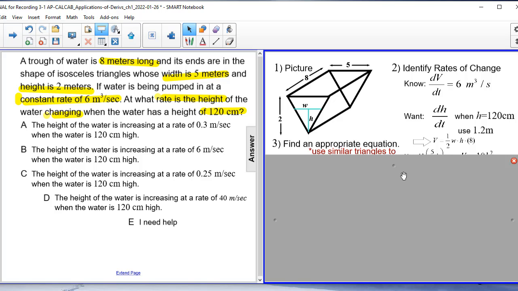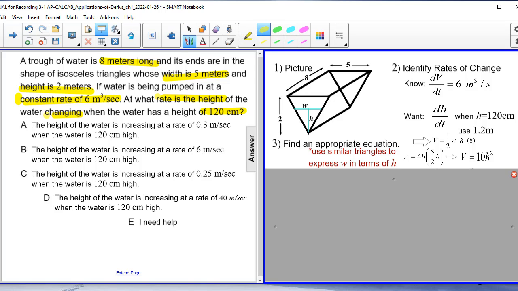Okay, let's start by setting up our equation. The volume of a triangular prism is 1/2 times the length times width times height. We're given that the length is 8. We're going to use similar triangles to express W in terms of H, so we can get one big formula. I don't have room to write it, but I'll highlight it here.